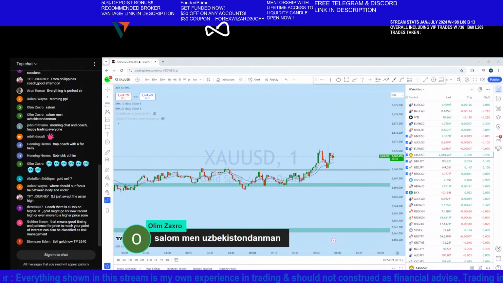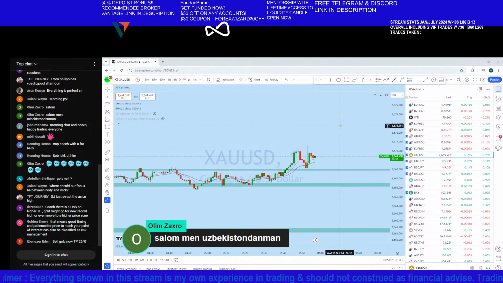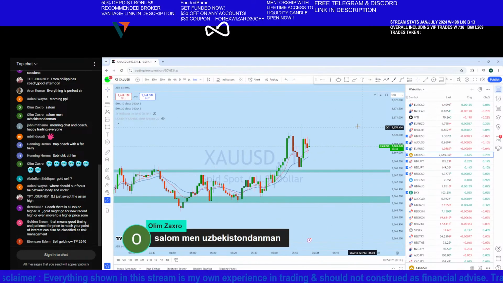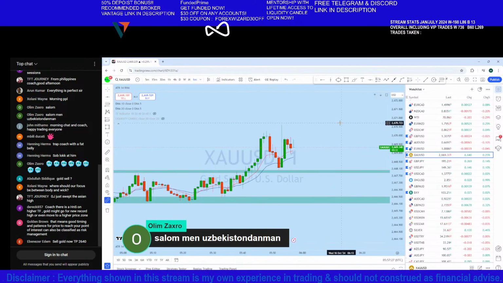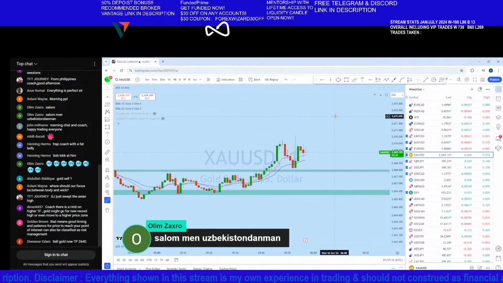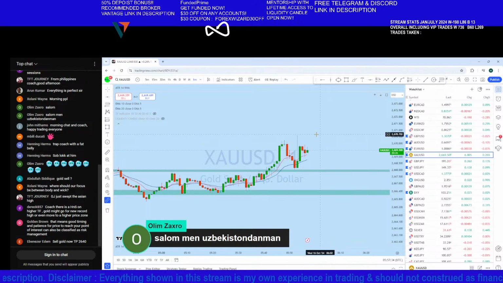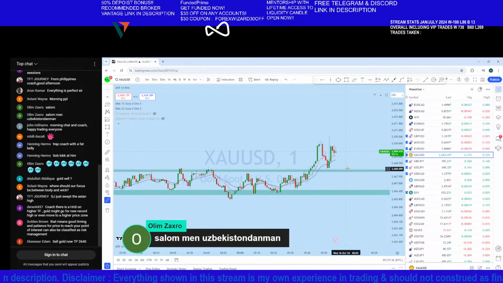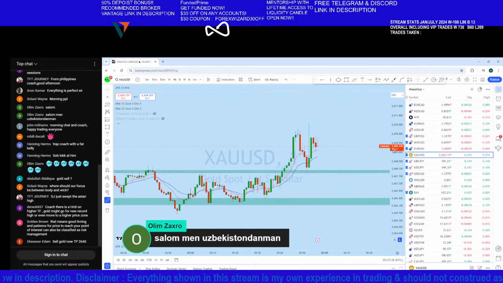Okay, so we have seen a local breakout of structure and again a bounce.